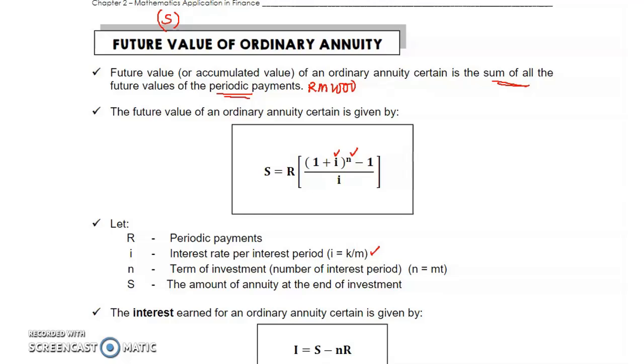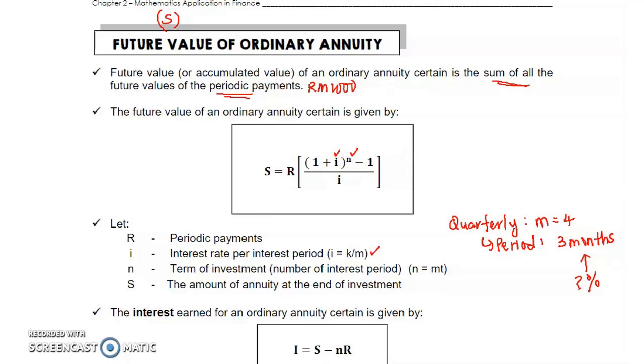For example, if the payment is on a quarterly basis, the frequency of conversion M equals 4. It means that the interest period is 3 months. So every 3 months, how many percent? That is the interest rate per interest period, value I, K over M.